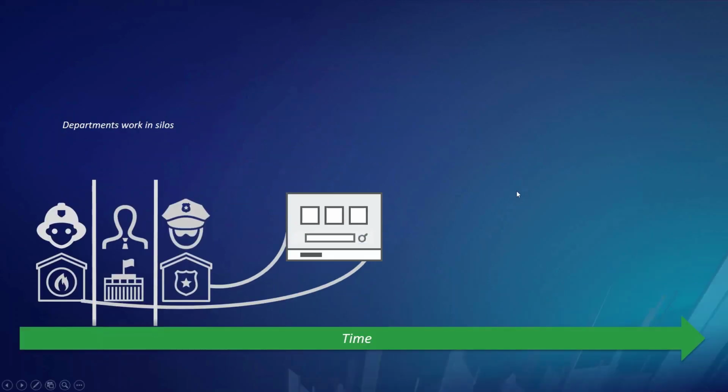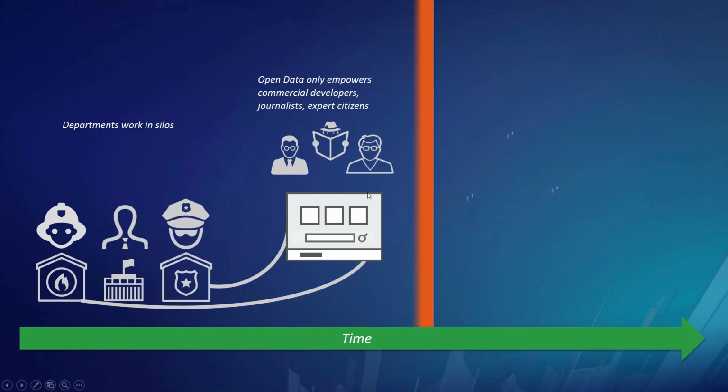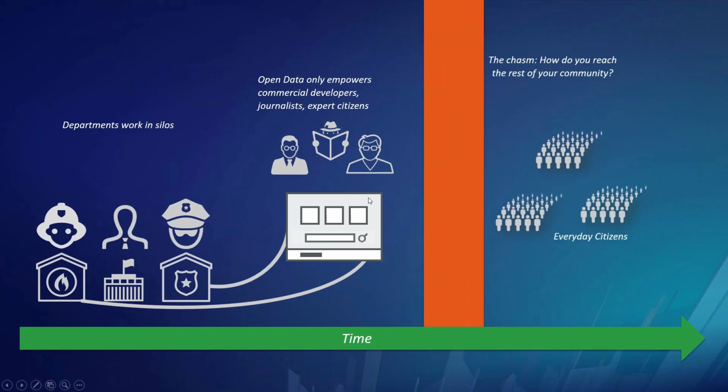So, a little bit more on this. In the past, departments have worked in silos. Open data has broken down those barriers, and it has also empowered commercial developers, journalists, expert citizens, people of the like to use this data for their own use. But over time, we've started to realize, how do we reach the rest of our community, right? Open data is great, but how can my mom, no offense to my mom, she doesn't really know what a CSV file is, right? Or a JSON file. What do I do with this, right?